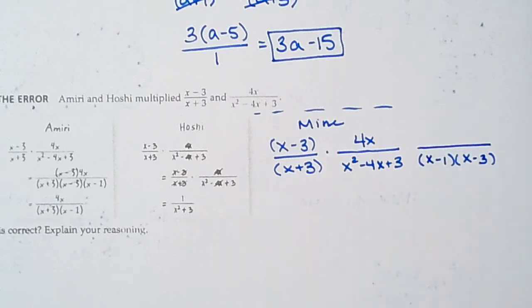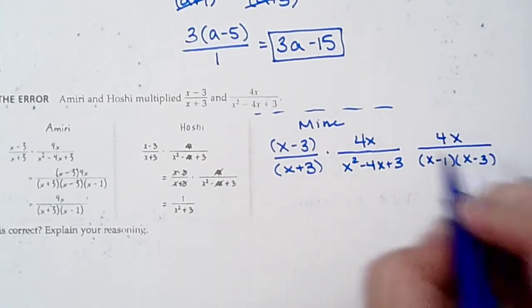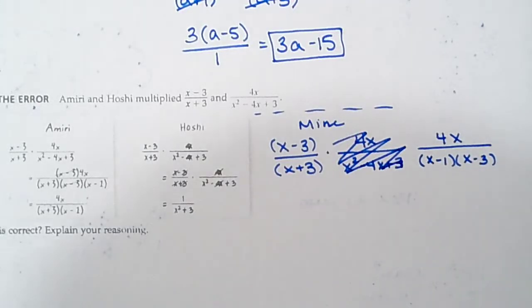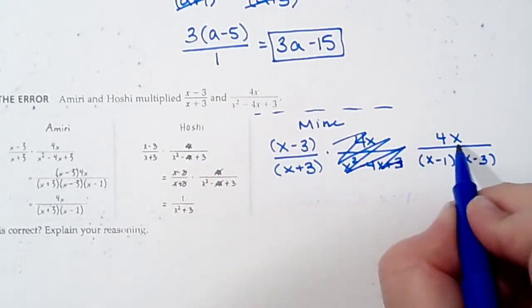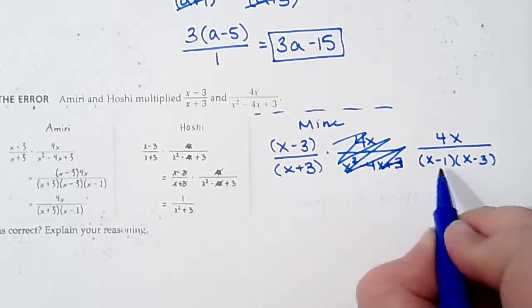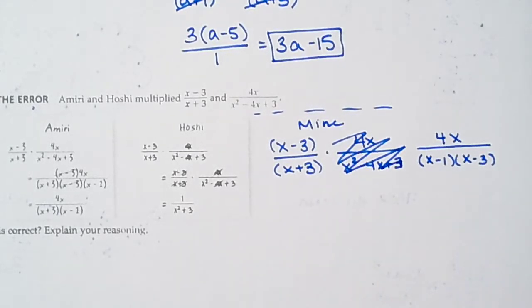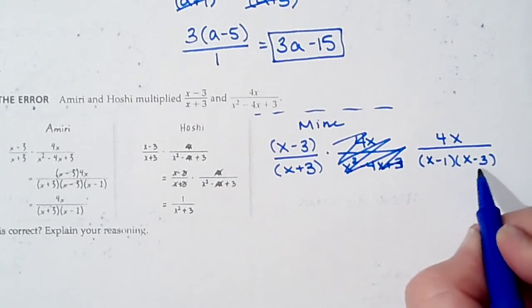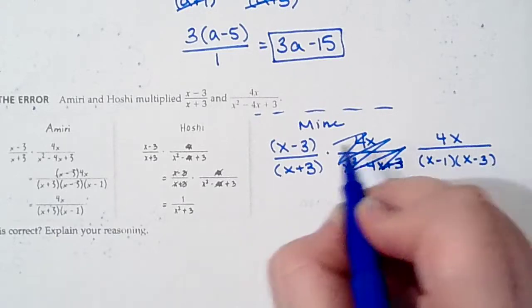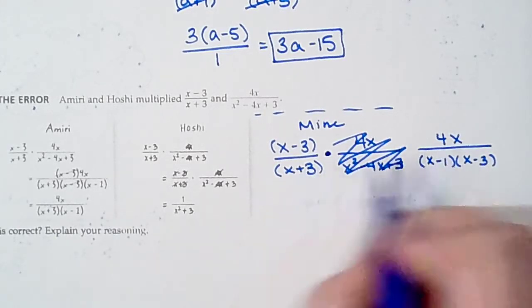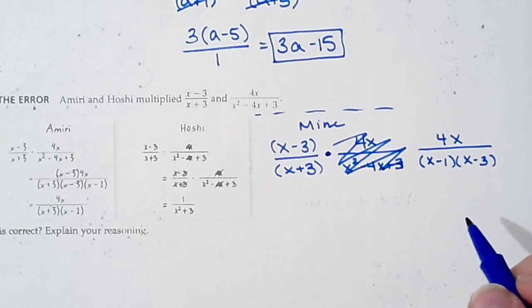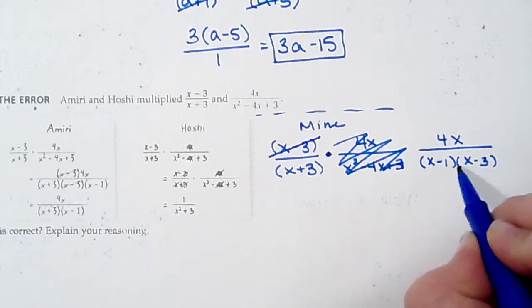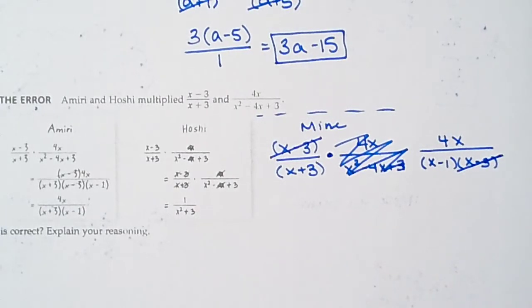And then I'm going to move the 4x over here and just cross this out, so I'm not looking at so many things. So now I've got x minus 3 times 4x and x plus 3 times x minus 1 times x minus 3. Hey, cool stuff going on here. I've got an x minus 3 on the top and the exact same thing x minus 3 on the bottom. Since I'm only working with multiplication, there's no addition, subtraction outside of any parentheses. I'm good to go. So I'm going to go ahead and bam, cross those off.